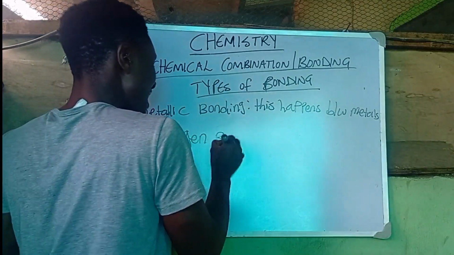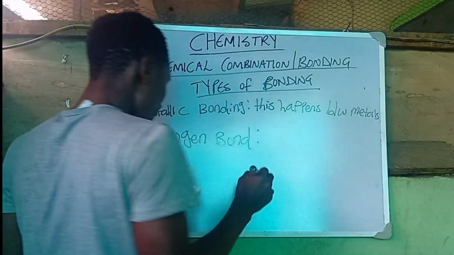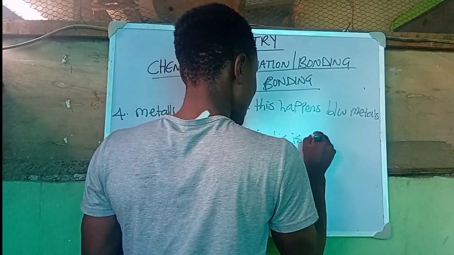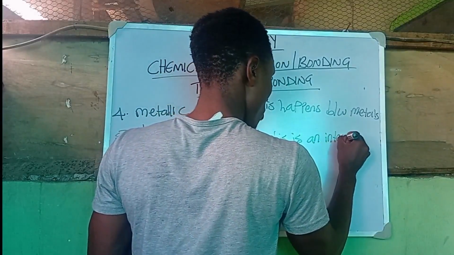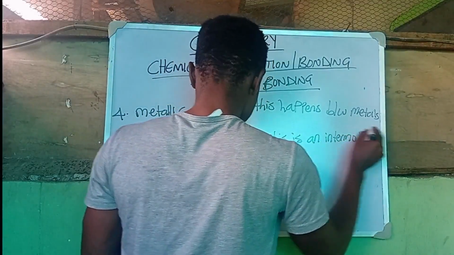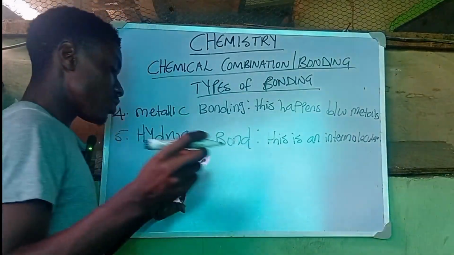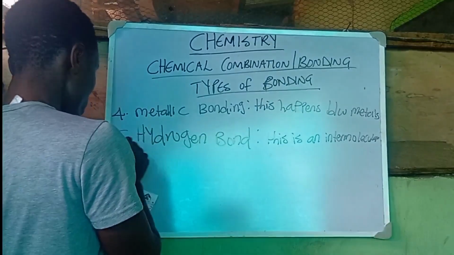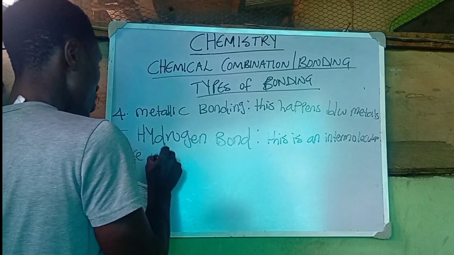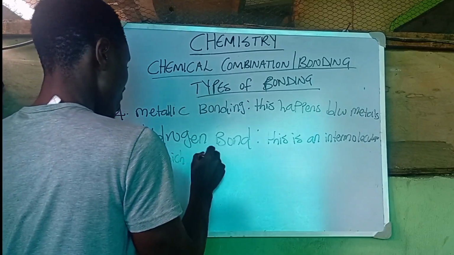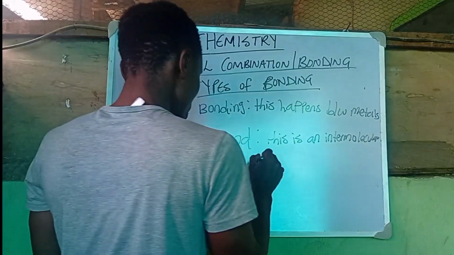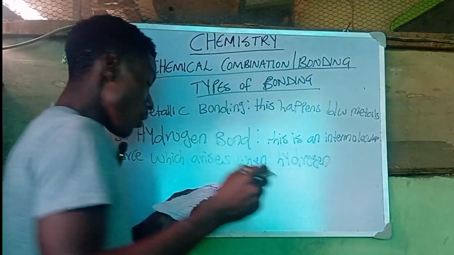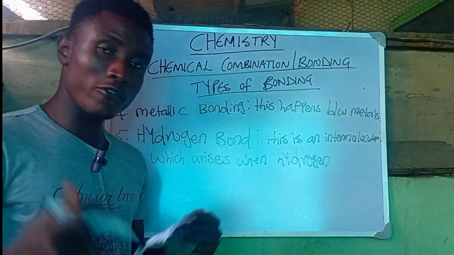What is hydrogen bond? The hydrogen bond is an intermolecular force, right? This is an intermolecular force, which arises when hydrogen is covalently linked to elements like nitrogen, oxygen, and fluorine, right?